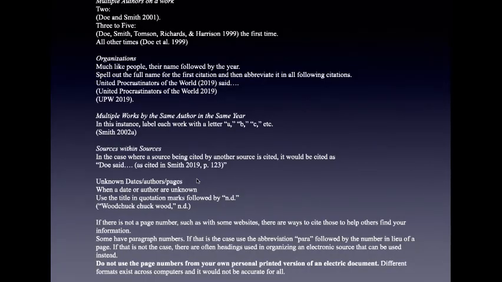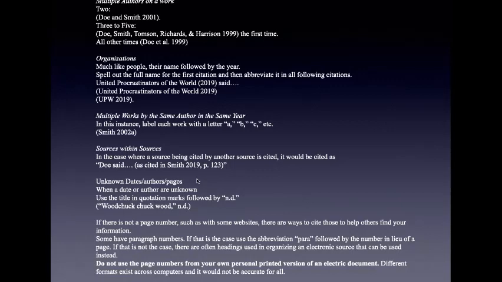Now, there are special cases here. With 2 or more authors on a work, it'd be, in this case, Doe and Smith, 2001. With 3 to 5, you'd write out all the names the first time through, and then every other time you cited them, it'd be Doe et al., the year, and page number, obviously. Organizations are treated like people. It'd be their name, followed by the year.